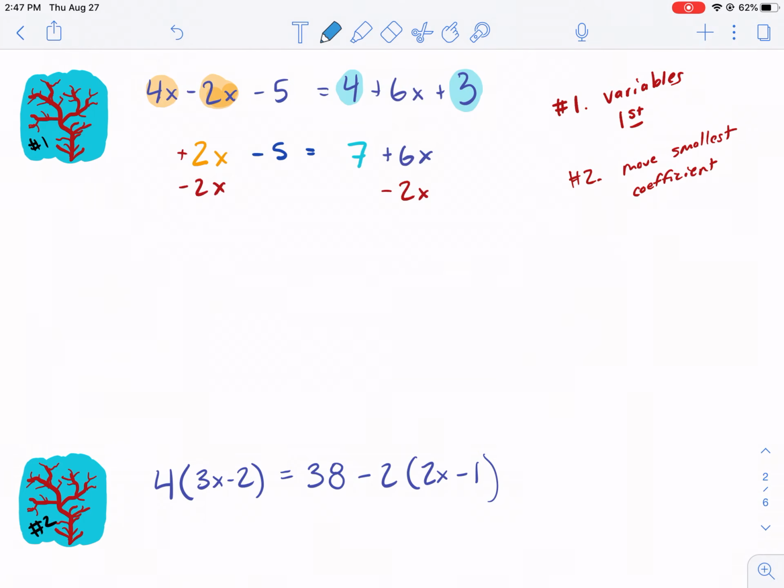I'm going to go to, let's go dark blue again. Negative 5 equals 7 plus 4x. Now we go from here, and it's just a two-step equation like we did in our first example. We're going to subtract 7. We get negative 12 equals 4x.